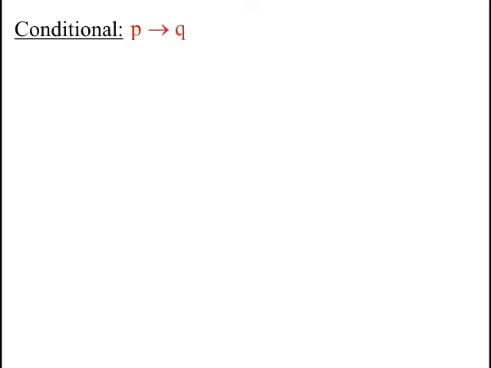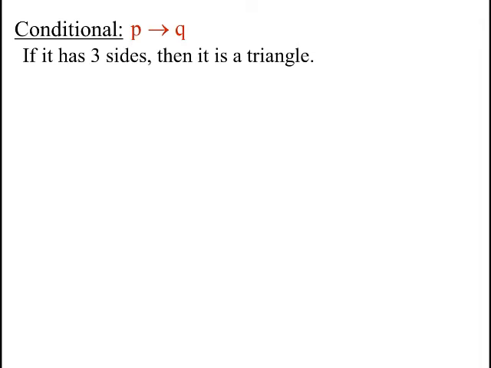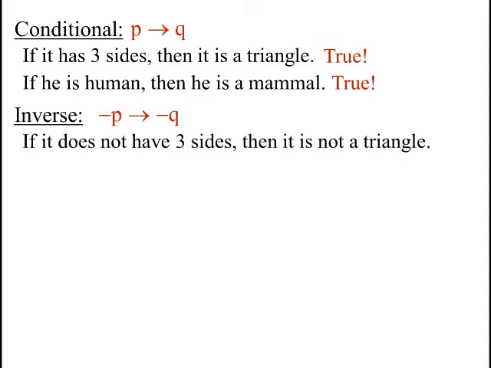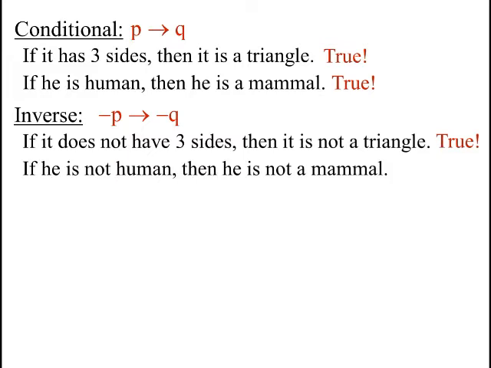Okay, we're going to look at a couple conditionals here. If it has 3 sides, then it is a triangle. That is true. If he is human, then he is a mammal. True. So we're starting with 2 true conditionals. Let's look at the inverse. Inverse is where you make them both negative. So if it does not have 3 sides, then it is not a triangle. And that is true. If it doesn't have 3 sides, it's not going to be a triangle. If he is not human, then he is not a mammal. Well, that's false, because it could be a dog. So there's no relationship between an inverse and its conditional.